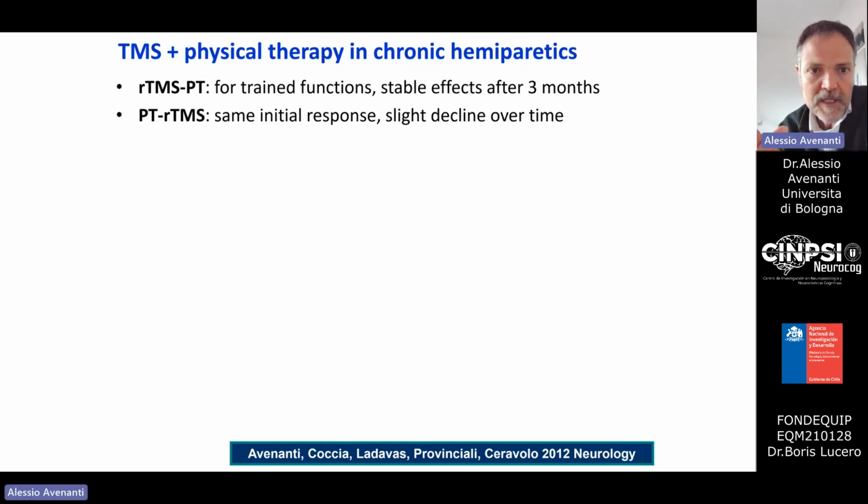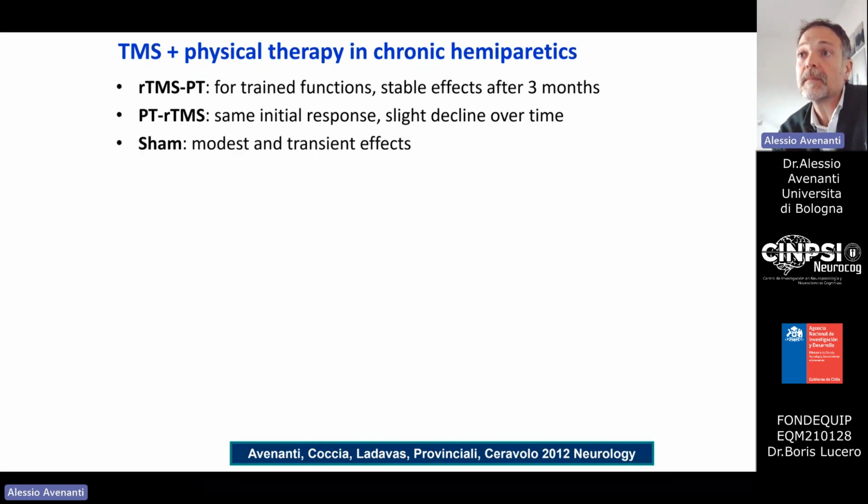Using a reverse combination can provide some similar response at the beginning, just after the stimulation, but then some decline over time. While sham TMS, so particularly receiving only the physical therapy, but not a real active stimulation, showed only very transient effects. I repeat, these were patients suffering from chronic stroke, and they were in a chronic stage.